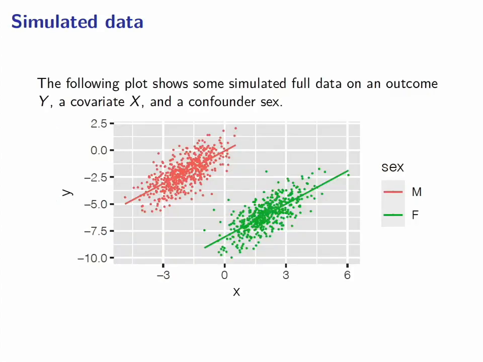So the following plot shows some simulated full data on an outcome y, a covariate which is continuous x, and a confounder which here is sex. So sex is a confounder here because the distribution of x is quite different between the males and the females. So the females have got higher values of x than the males do, and sex has got an influence on y, conditional on x. So if we look among people with the same value of x, the males have got higher values of y than the females.